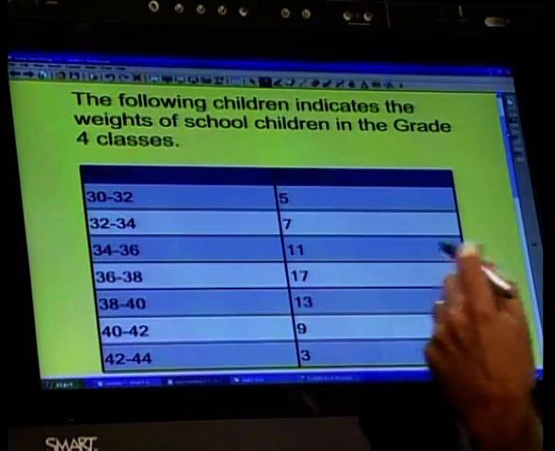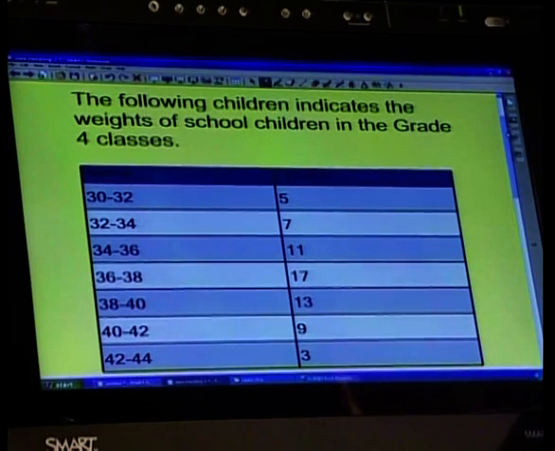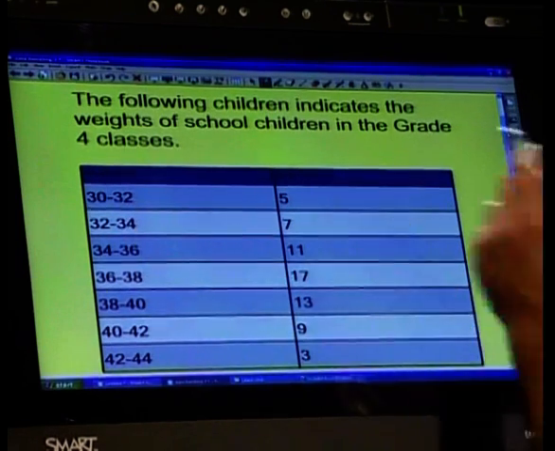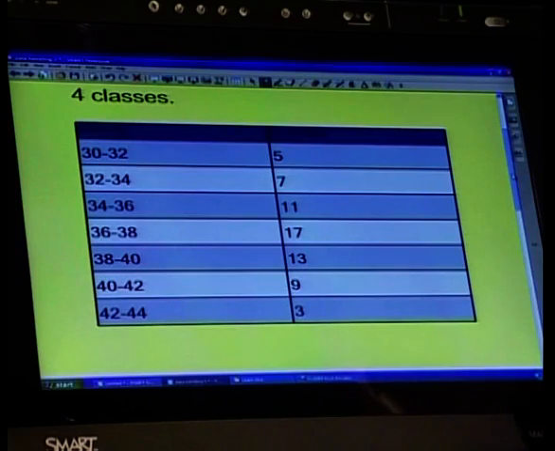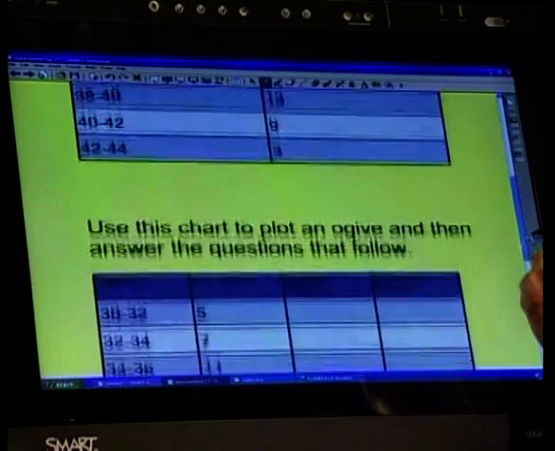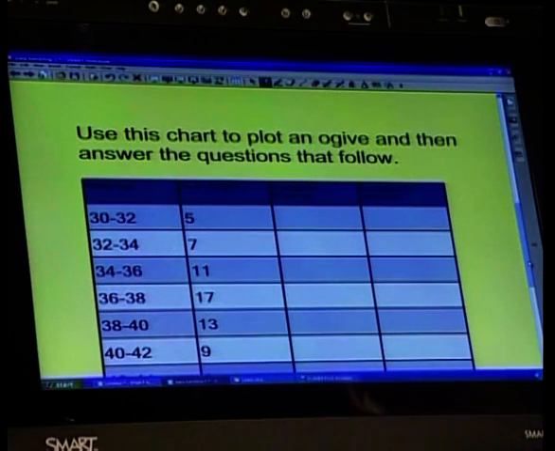Let's take a look at one more example. I've actually got some questions here related to this. It says that the following table indicates the weights of the school children in the grade 4 classes. So what we've got here is a range of weights, and a number of children at each weight. That's the frequency. What would I need to do for this? Well, I'm going to plot a cumulative frequency chart, and using this chart, I'll plot an ogive and then answer the questions that follow.